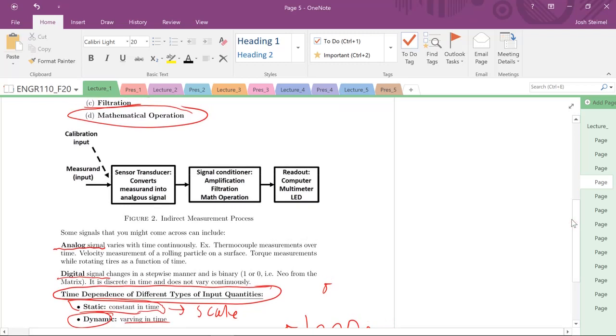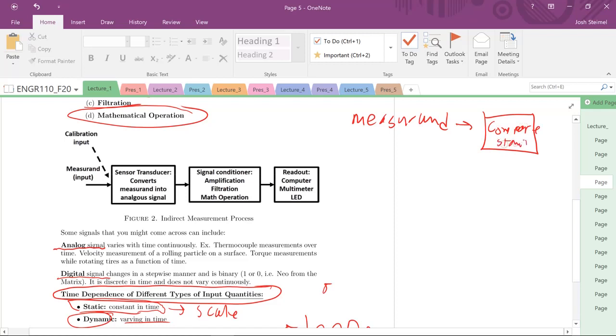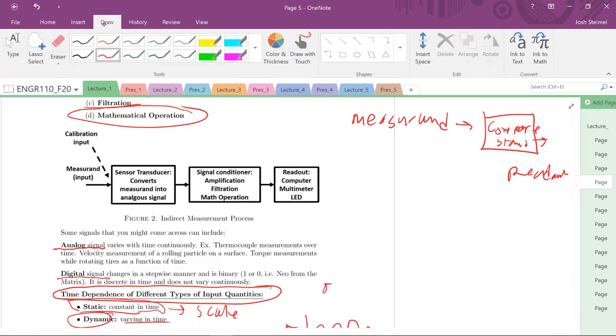Direct measurement processes are pretty straightforward. You take your measure, you input it here, and we do our comparison. We compare it to a standard, that's the process of measurement, and we get our readout. So direct measurements are fairly straightforward and easy to do. Unfortunately for us, they are more uncommon.